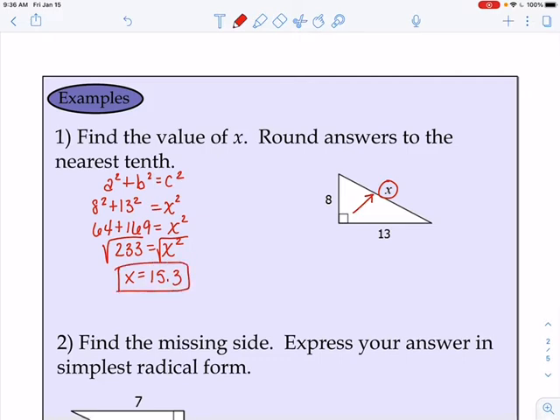One way you can sort of check yourself here, that hypotenuse, C, always has to be your biggest side. Okay, so if I have an 8 and a 13, my answer over here is bigger than 13. I'm pretty sure I'm on the right track. So if I had gotten a number that was less than 13, something is definitely wrong. Again, that hypotenuse has to be the biggest side of that triangle.